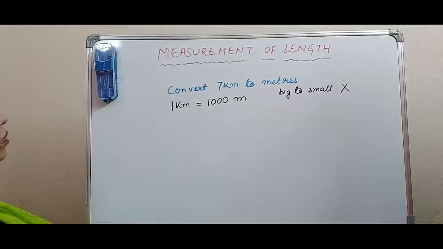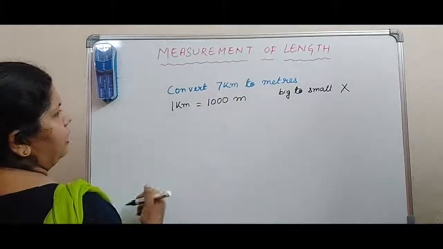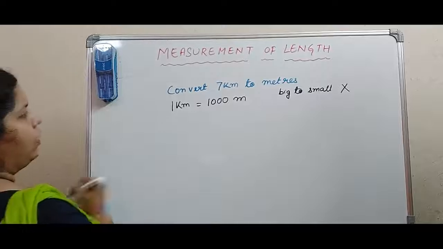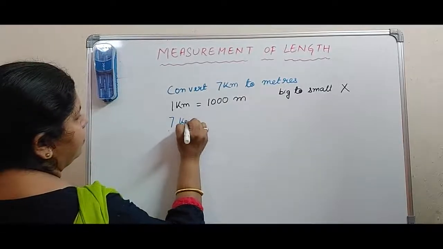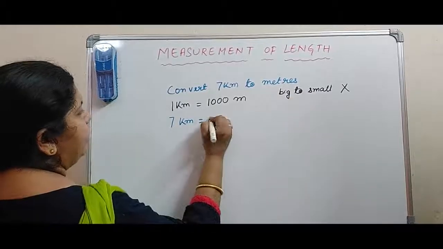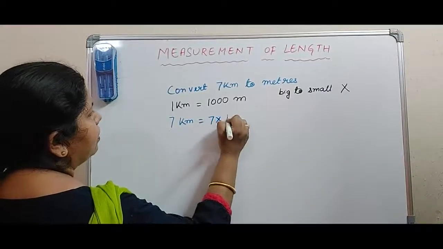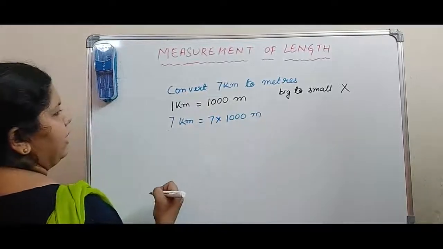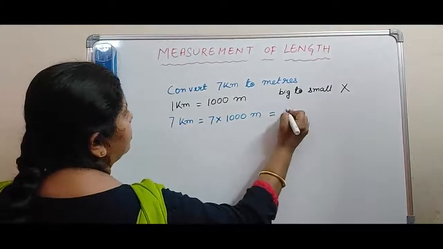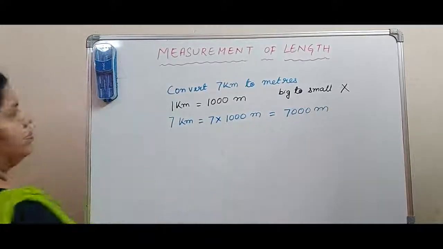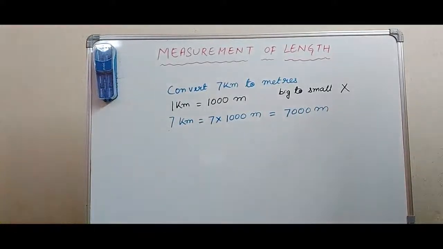So we have 7 kilometer here. What will we write? 7 kilometer equal to, because we have to use multiplication here, 7 into 1000 meter, that is equal to 7000 meter. This is how we convert kilometers to meters.